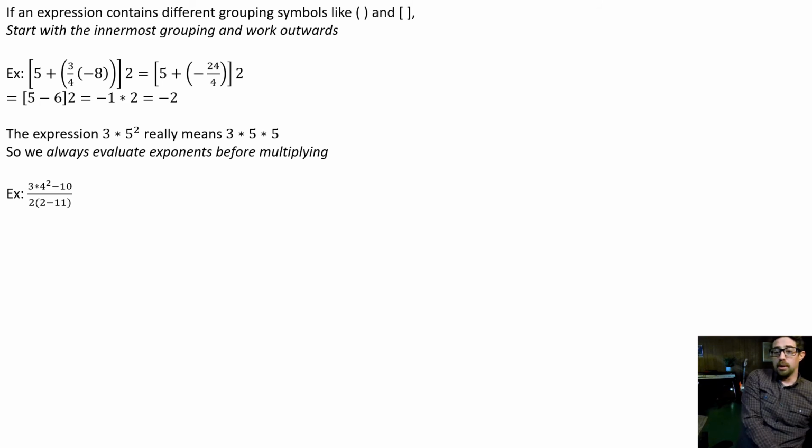The example. There will definitely be a lot like this one on the test, and I do need to see your steps. So 3 times 4 squared minus 10 over 2 times parentheses 2 minus 11. Again, you don't have to do just one step at a time. In the numerator, you're going to do the 4 squared before you do anything else. So 4 squared is 16. That's going to be 3 times 16 minus 10. And then in the denominator, in the same step, you can go ahead and do 2 minus 11. So the denominator is going to be 2 times -9.